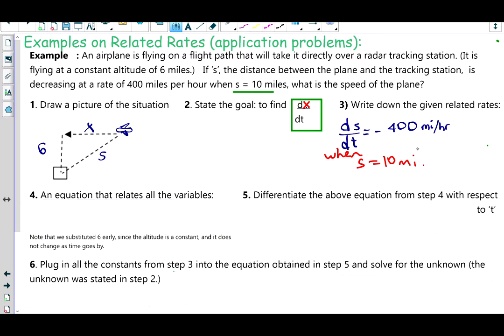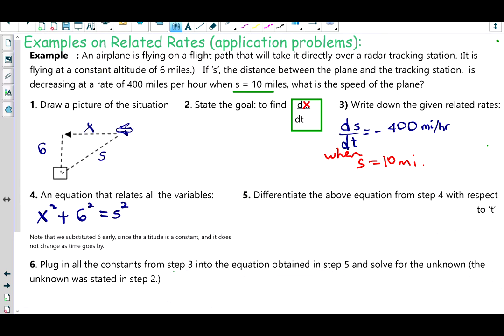And then it's always helpful to write an equation that relates the variables, something that relates x, s, and this constant as well. This situation is always a triangle. No matter how close the plane is to the radar tracking station, at any given moment you have a right triangle being formed. So let's use the Pythagorean theorem: the sum of the squares of the legs equals the square of the hypotenuse. So x squared plus 6 squared equals s squared. That is going to be our equation there.